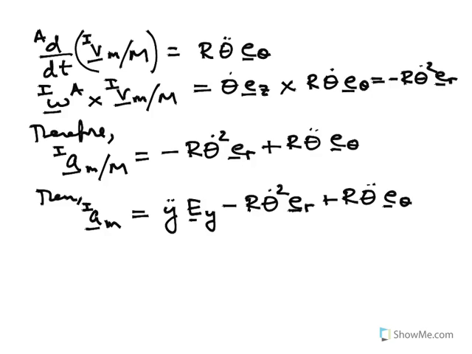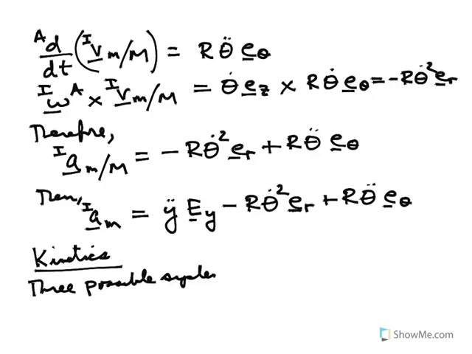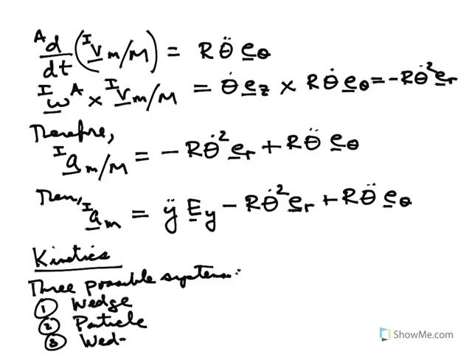So now we have to go on and do the kinetics. And again, the kinetics requires us to look at the various systems. There are three possible systems, so we have to be really careful about this. They are 1, the wedge, 2, the particle, and 3, the wedge plus the particle.